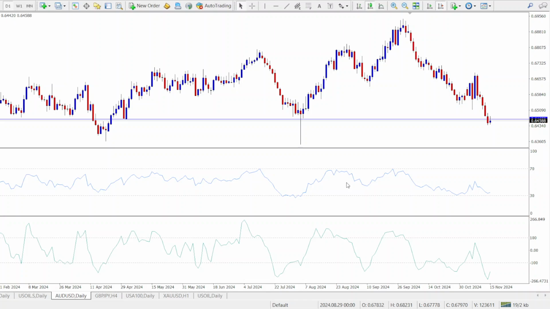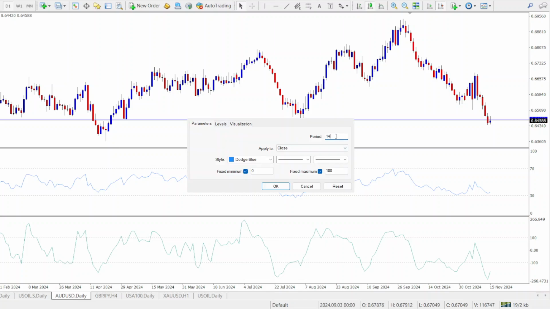Now, by waiting for both indicators to align, you reduce the chances of entering a trade prematurely. So it's all about stacking the odds in your favor. So now, when you want to use the RSI for this strategy, after you apply the RSI to your chart, you know, with a standard setting of 14, right?